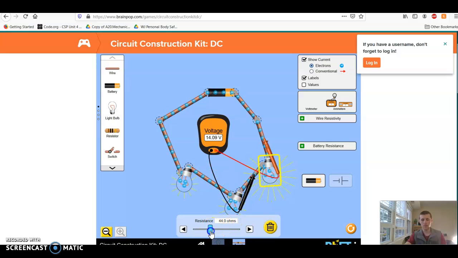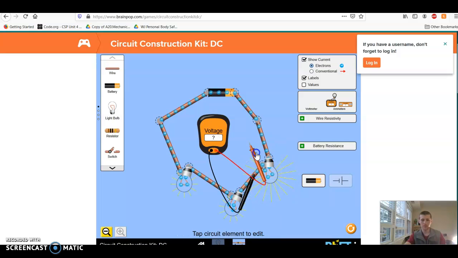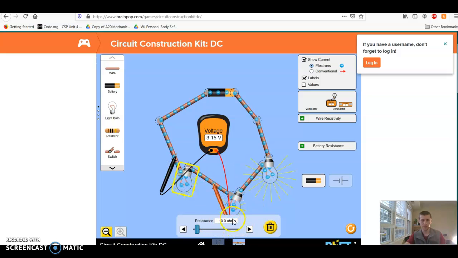What happens there? Well, let me leave this as a 45 ohm, meaning out of the 20.5 volts I've supplied, 14.2 basically of that is taken up by this light bulb here. The rest of the voltage will be distributed between these other two light bulbs, 3.15 here and 3.15 here, because both of these have the same resistance.